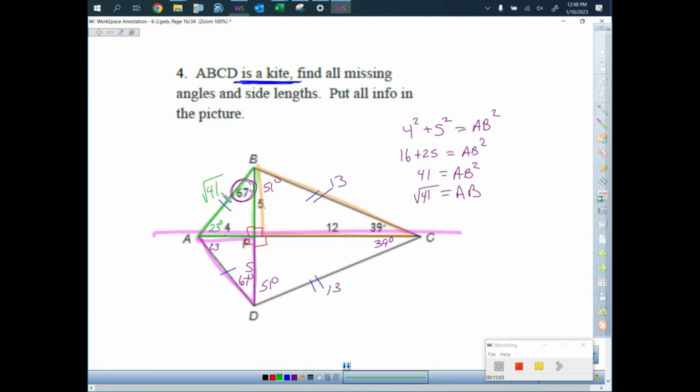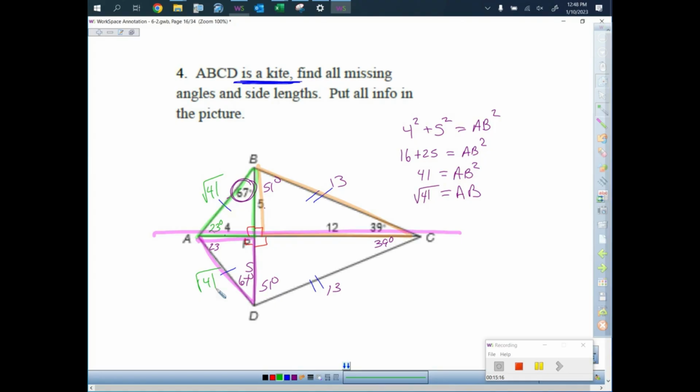What do you think? Should I do that Pythagorean theorem all over again right here, or do I know how long this side's supposed to be? Dude, it's a kite, you know? It's like, come on now, square root of 41. You're cool with finding everything that you possibly can.